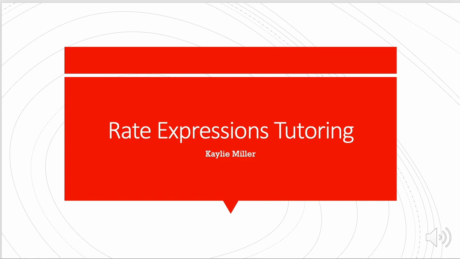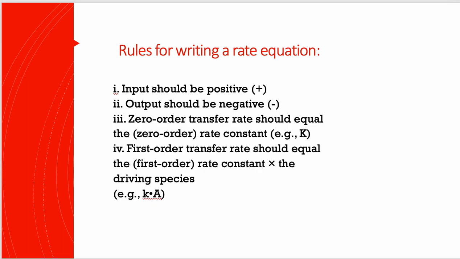Today we will be going over how to write rate expressions. First, let's go over some rules for writing the rate equation. The first rule is that any inputs should be positive. Simply put, if the tip of the arrow is pointing at the letter, that's an input and it is going to be positive or added to the equation.